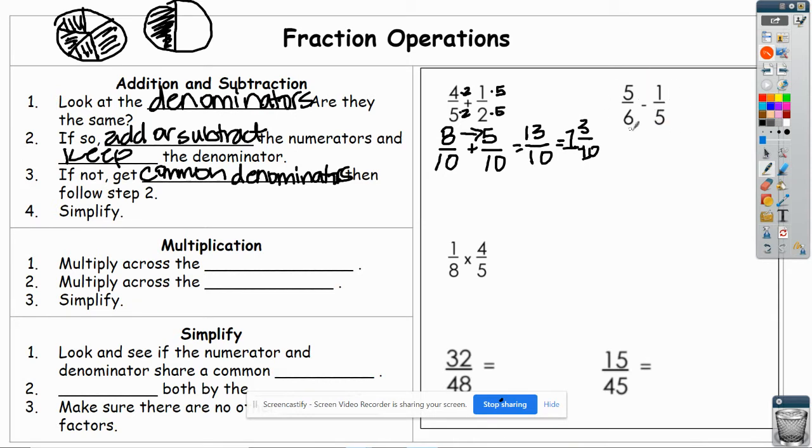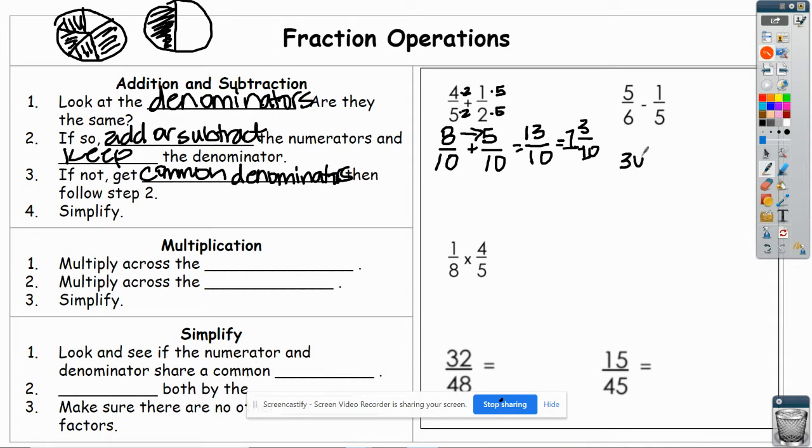I don't have a common denominator here. I've got 5/6 and 1/5, and I cannot subtract fifths from sixths, so I need a common denominator. So I'm looking for a number that 6 and 5 will both go into evenly, and I want the smallest number I can find, and I am going to use 30.